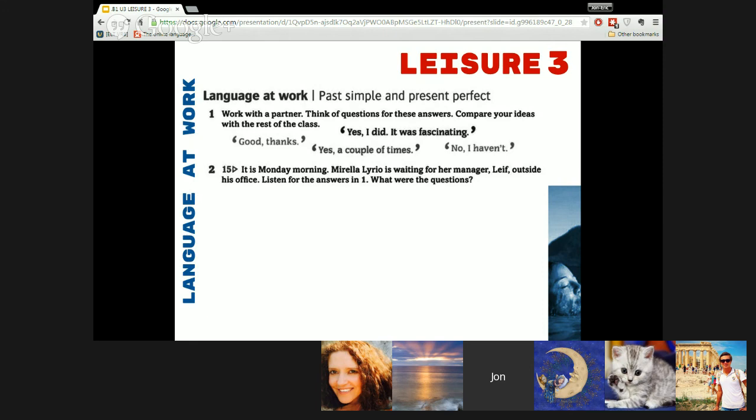Okay, Carmen, look at the one in the bottom middle. Yes, a couple of times. But there's no verb in it, so what? Simple past or present perfect? Which one? I don't know. You try. Have you ever tried scuba diving? Okay.